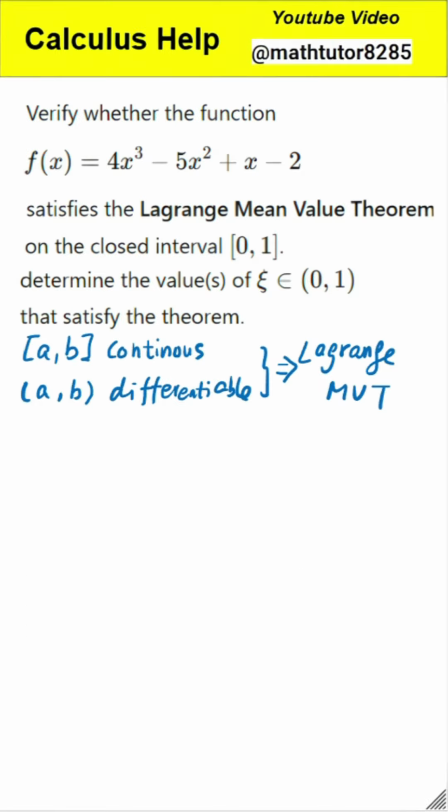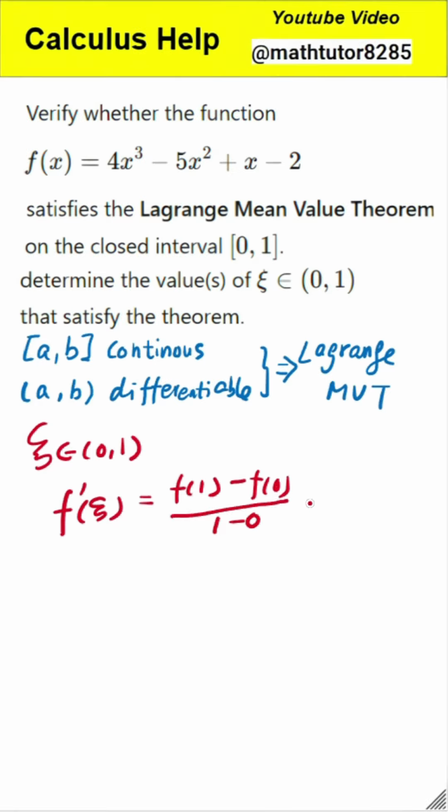Next step is to apply the Lagrange mean value theorem. Now, the theorem tells us that there must be at least one point, which we'll call c, somewhere strictly between 0 and 1, such that the derivative at c is equal to the average rate of change from 0 to 1. Let's calculate the average rate of change.